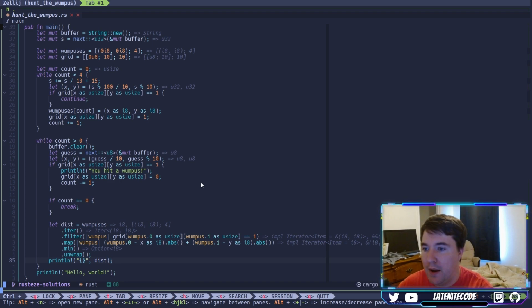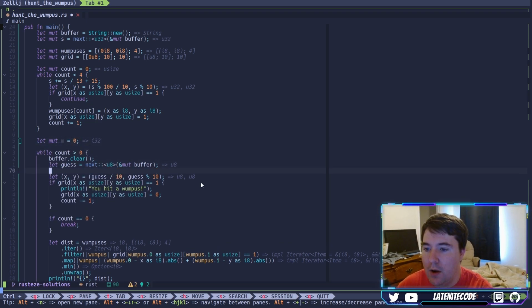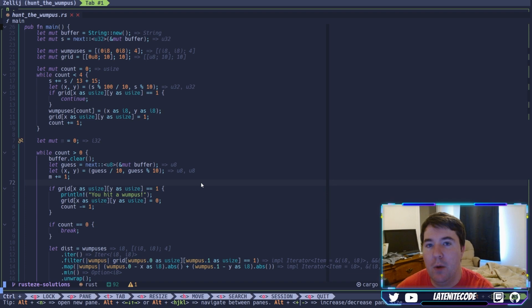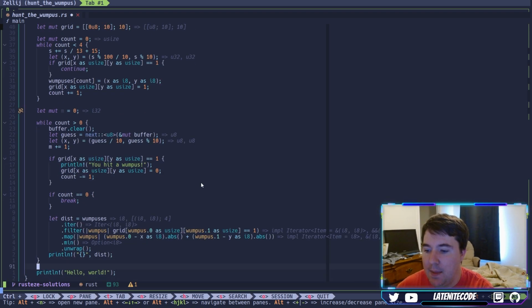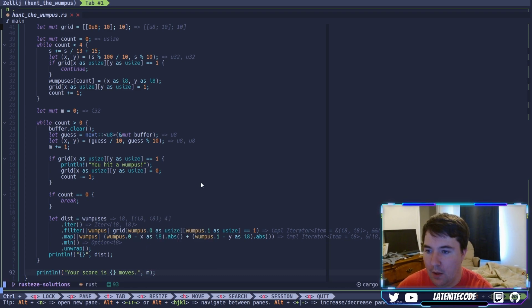The only other thing that's remaining for us is that we need to be able to count the number of guesses. So we'll say let mut m equal to 0, and then every single time that we get a guess, I'll just put that here, we'll say m plus equal to 1. Okay, so that way we can actually count the number of guesses. And then at the very end here, we can just go ahead and println your score is m moves, passing in the m. Okay, and that's looking pretty good so far.